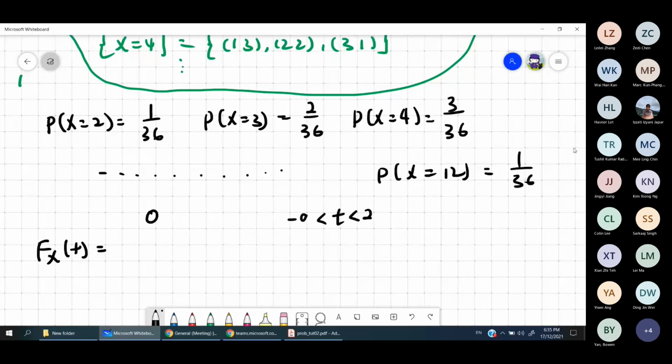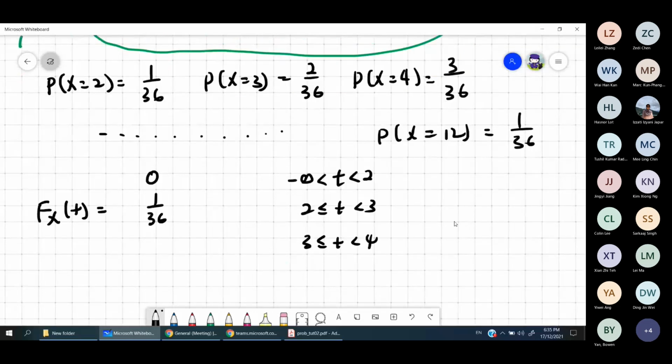Okay, and 2 to infinity, negative infinity. So next, when t is from 2 to 3, including 2, excluding 3, that will be 1 over 36 because that's only one. The next one, 3 to 4, so you must include 3. You have this one plus this one, so you're going to have 3 over 36.